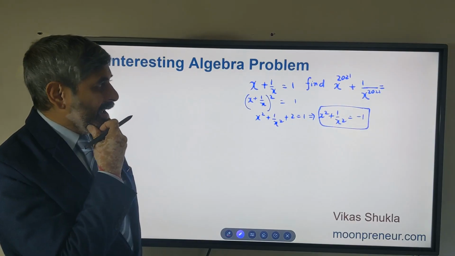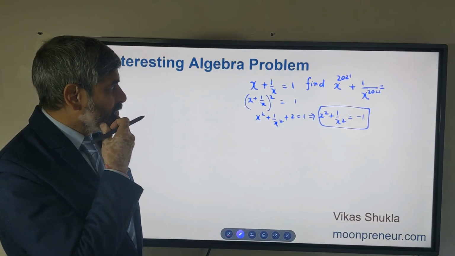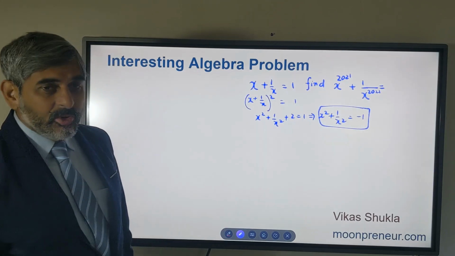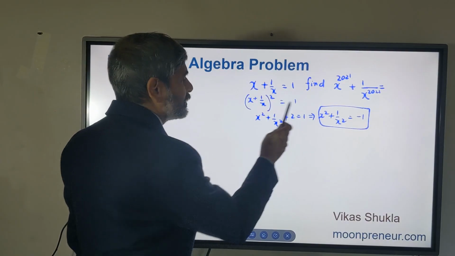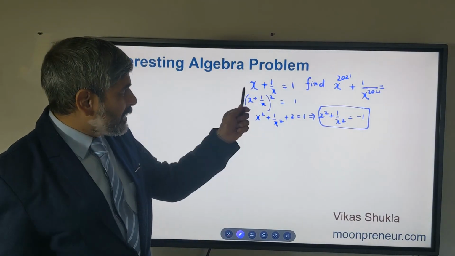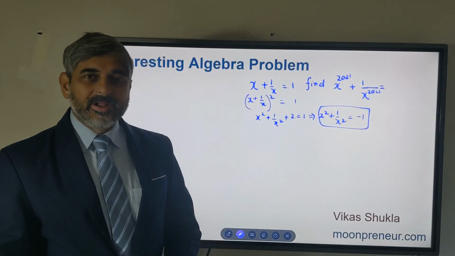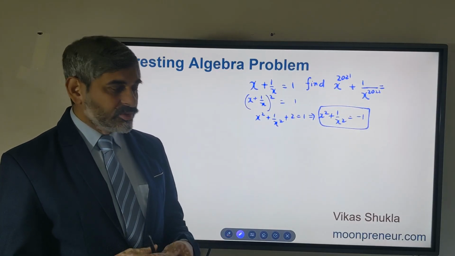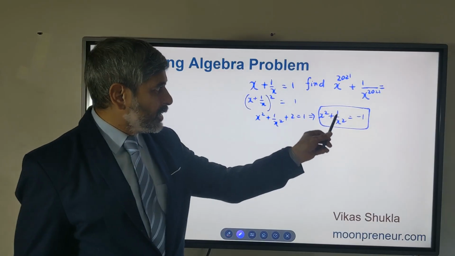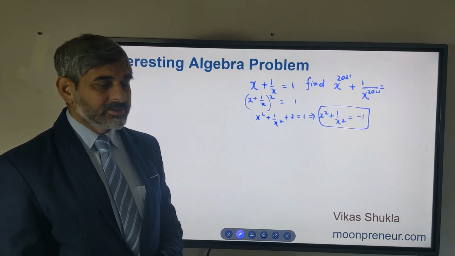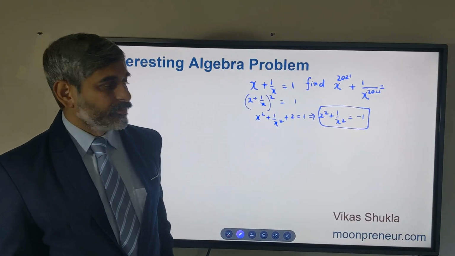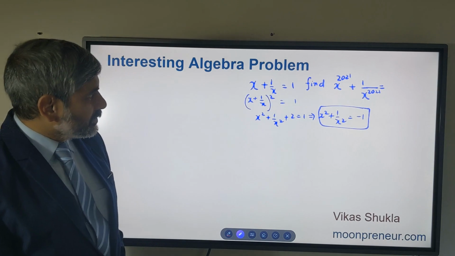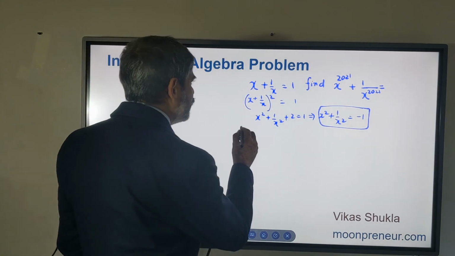Then I notice, where do I go from here? For example, if you try multiplying this and this, you notice that x into x² will give you x³, and 1/x multiplied by 1/x² will give you 1/x³, and there will be the other terms. So let's go ahead and do that.